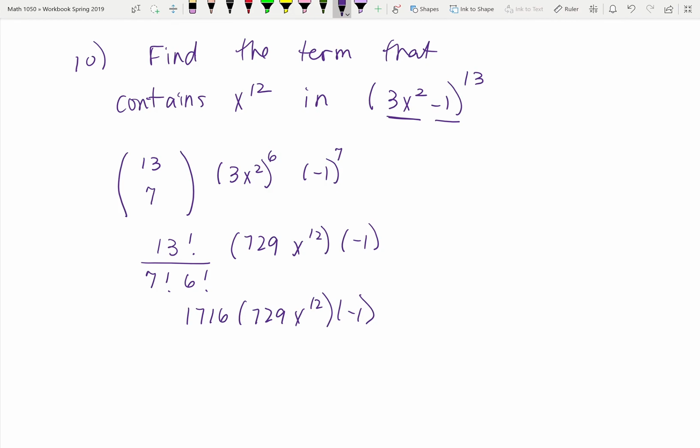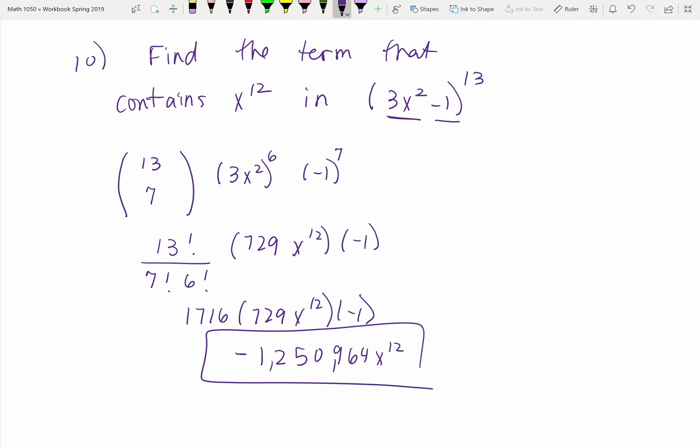So go 1716 times 729, and I get 1,250,964. It's a negative, by the way, because of that negative 1. They want the entire term. If they said just the coefficient, that would be your answer. But they want the term, so the x to the 12th goes with it, and that's your answer. Okay?